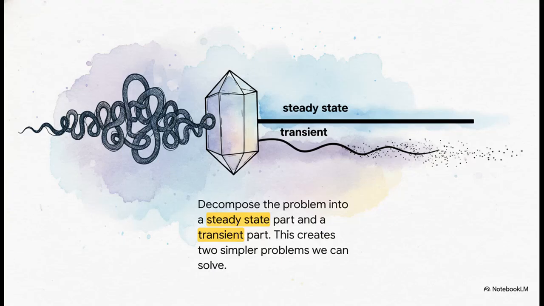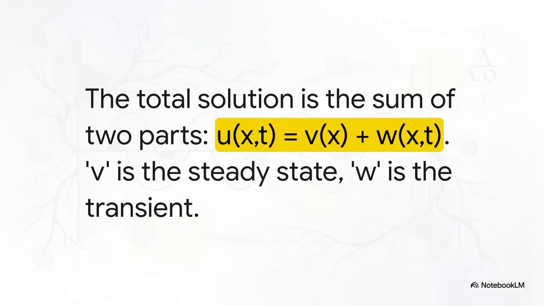So here's the big idea in a nutshell. We take our complicated temperature problem, u of x, t, and we literally just split it. We decompose it into two separate components that we can then add back together to get our final answer. And each of these components has a very specific job. This equation right here, this is the heart of the entire method.